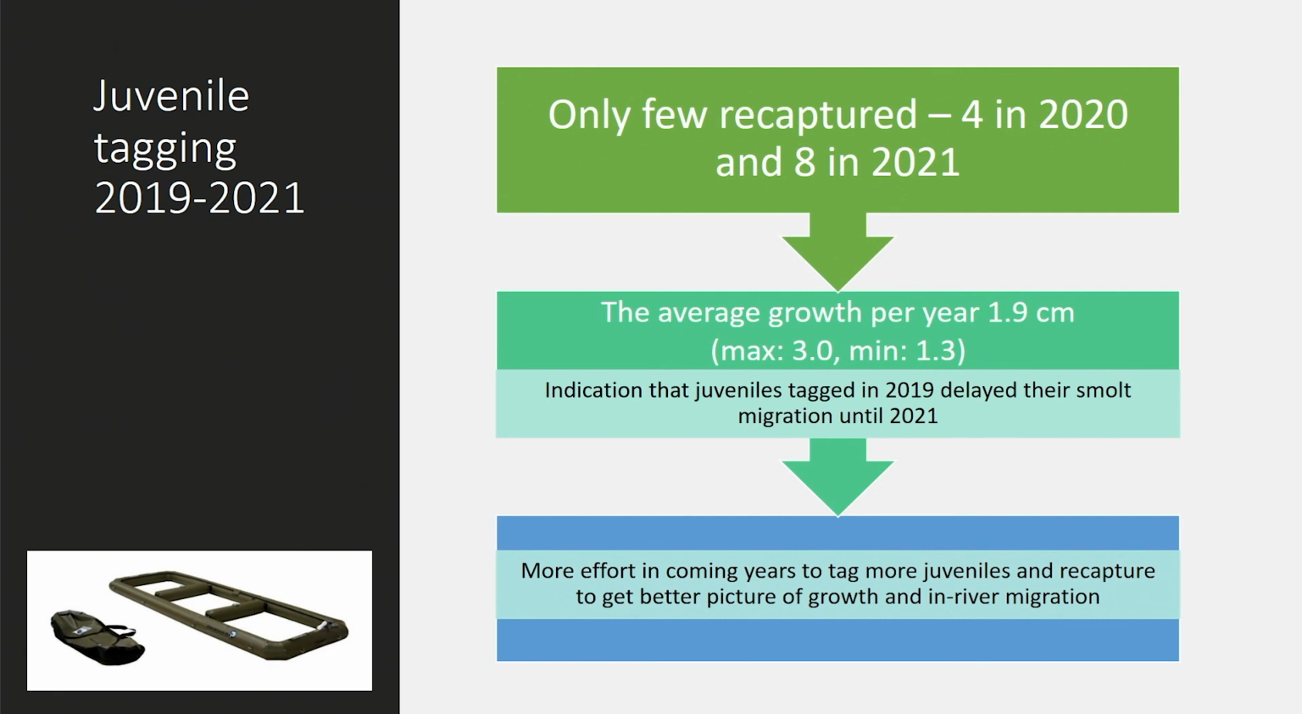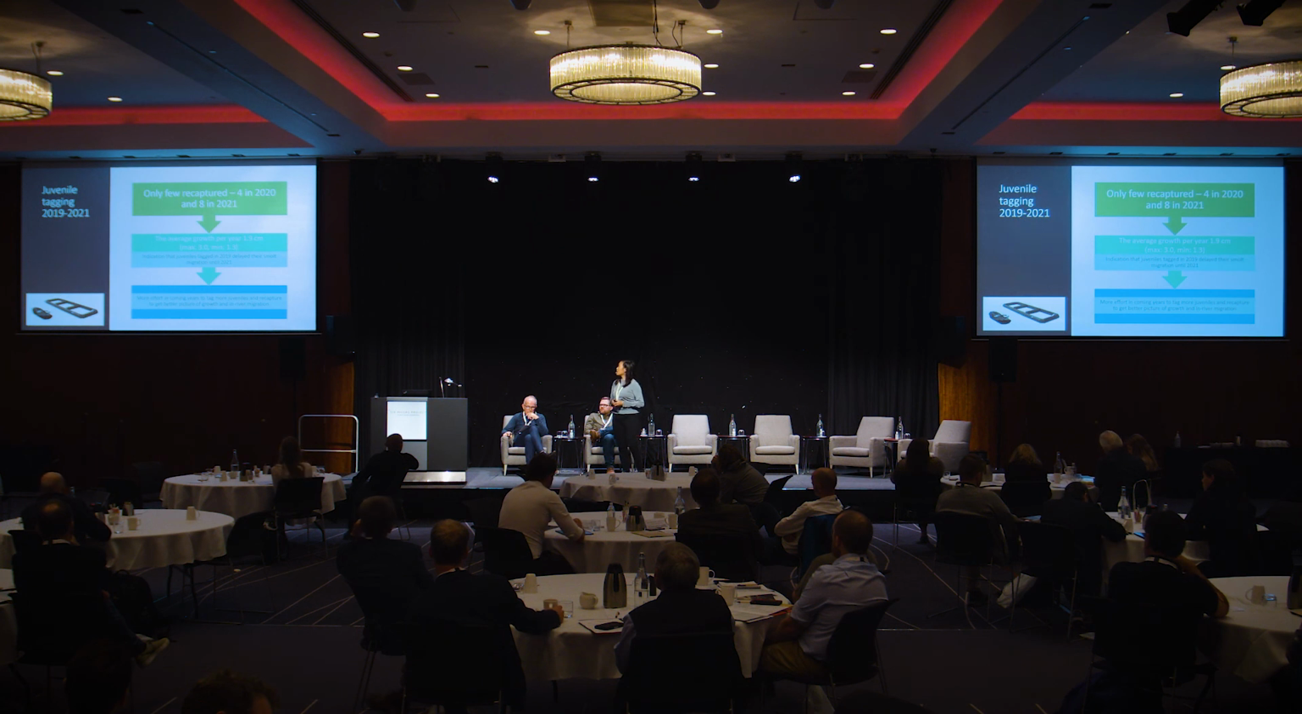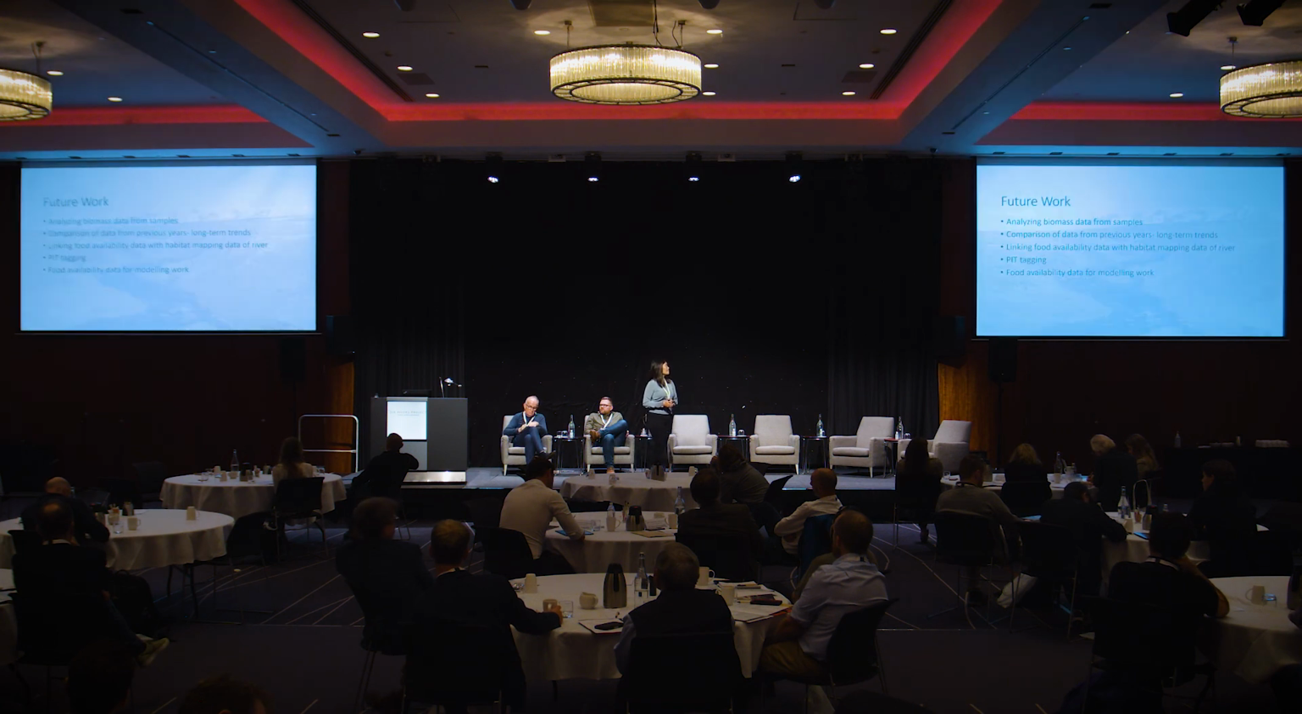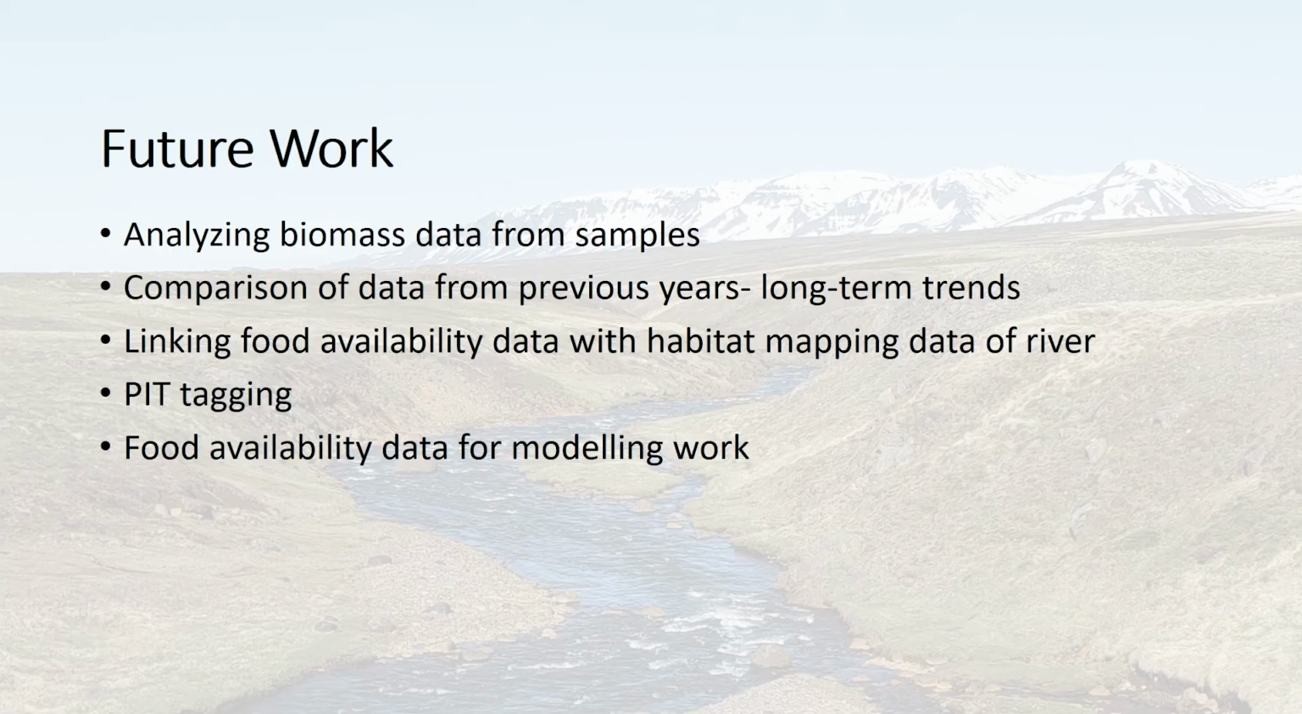And we've only really recaptured a few of them over the years, but we've calculated that their average growth per year is around 1.9 centimeters. And therefore, all this leads to the fact that we should do more. We should put more effort into tagging these juveniles, as well as recapturing them, so we can get a better view of the growth and the in-river migration in these rivers. So there is much future work to be had.